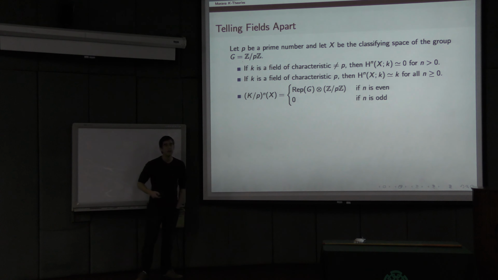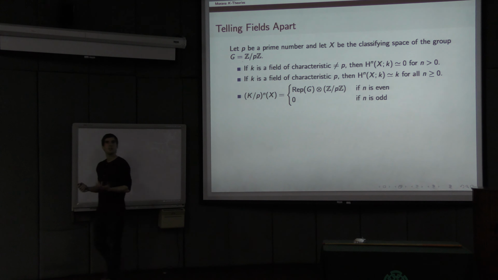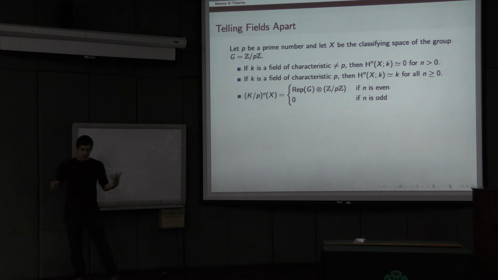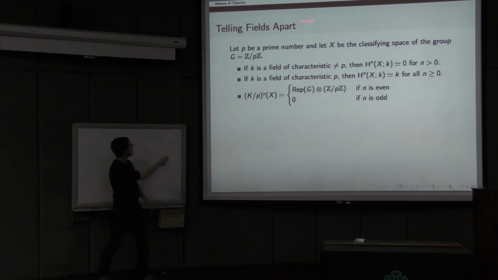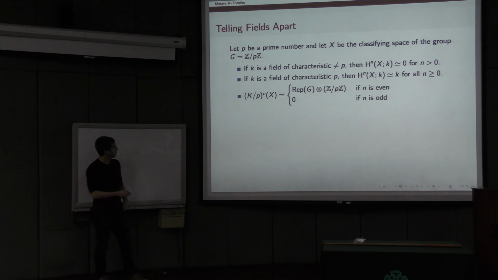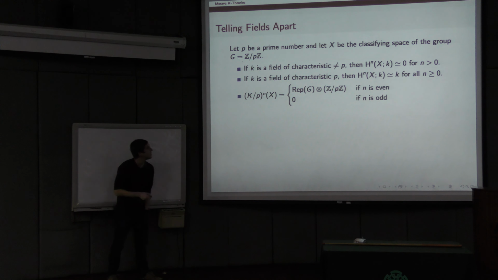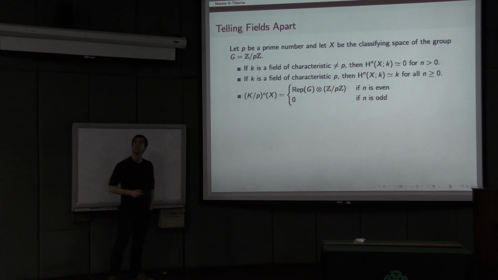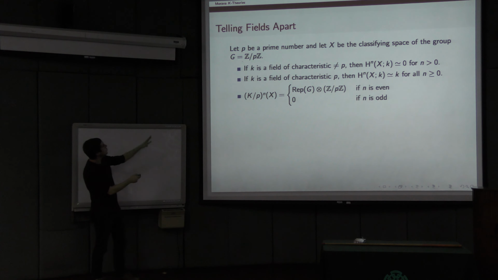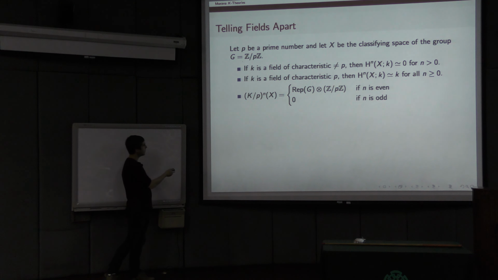And this representation ring is very simple because G is just a cyclic group of order P. So G is an abelian group. That means that all of its irreducible representations are one-dimensional, and there are exactly P of them. So the representation ring of G is a free abelian group of rank P. And when I tensor it with Z mod P, I get a free module of rank P over Z mod P.